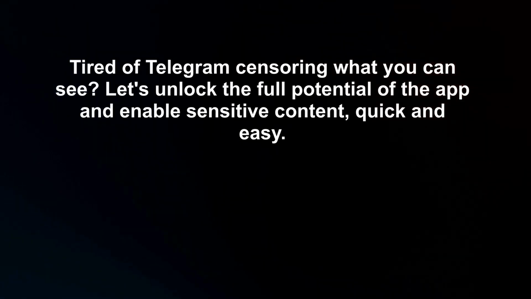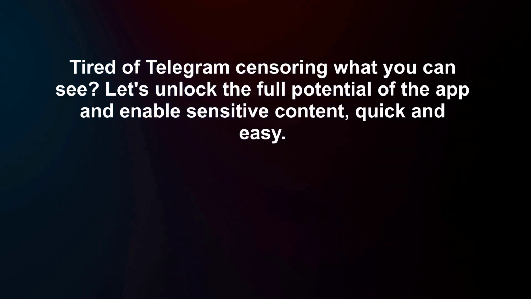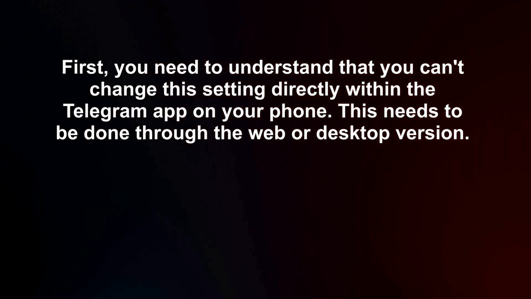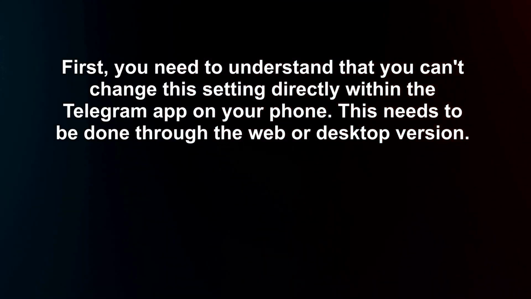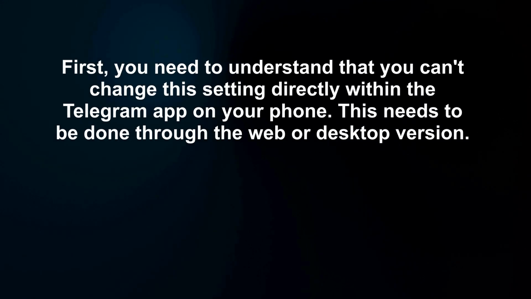Tired of Telegram censoring what you can see? Let's unlock the full potential of the app and enable sensitive content. Quick and easy. First, you need to understand that you can't change this setting directly within the Telegram app on your phone. This needs to be done through the web or desktop version.